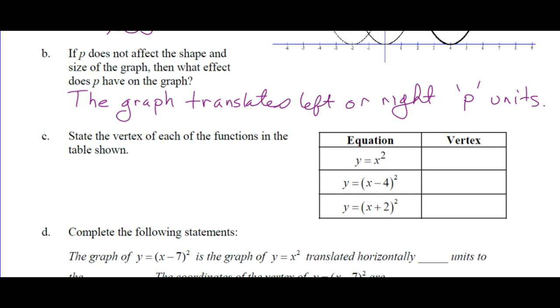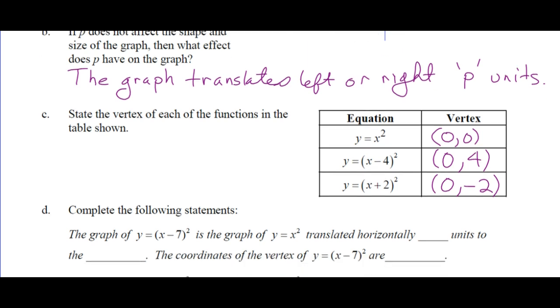State the vertex of each of the functions in the table shown. So, regular old y equals x squared, the vertex is 0, 0. This guy, the vertex is 0, 4, because it moved 4 to the right. And this guy, the vertex is 0, negative 2. Okay, everybody got that down? It's a plus, it moves left. It's a minus, it moves right.